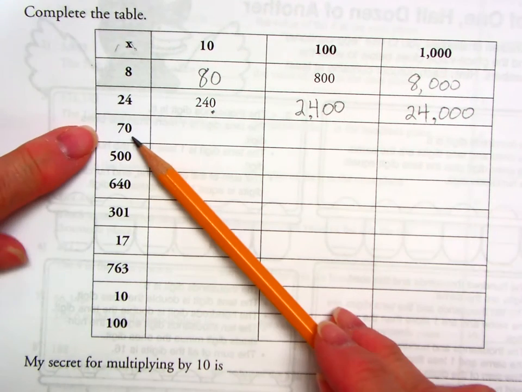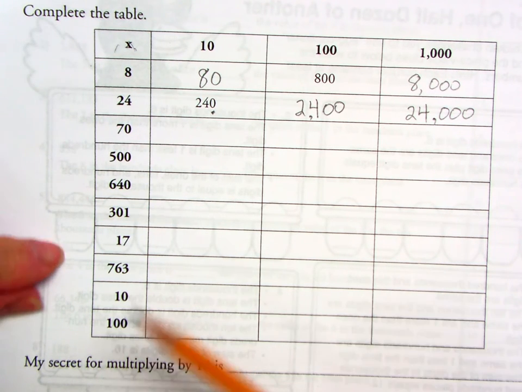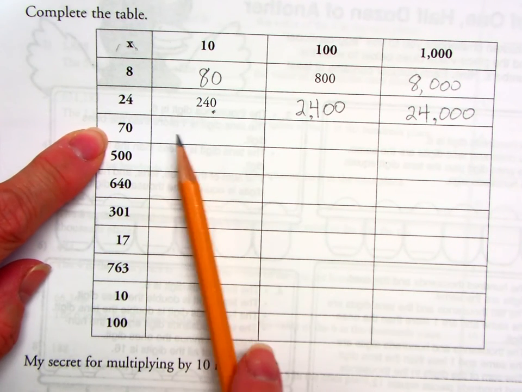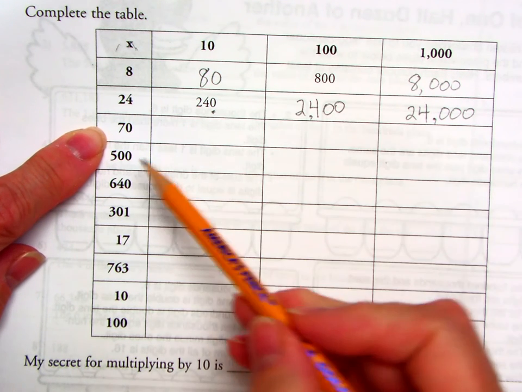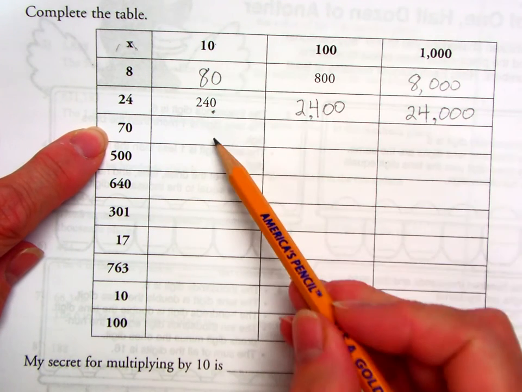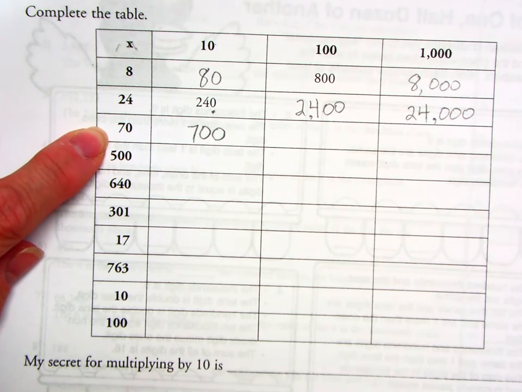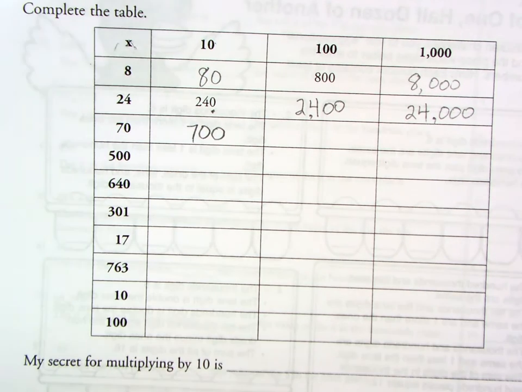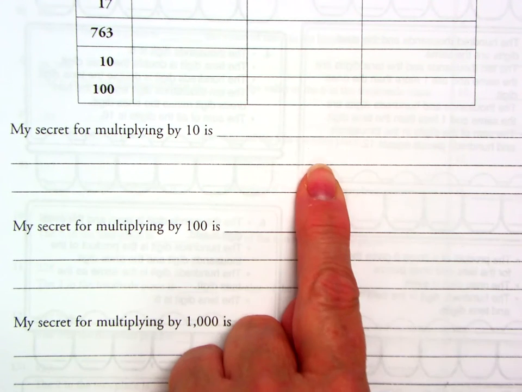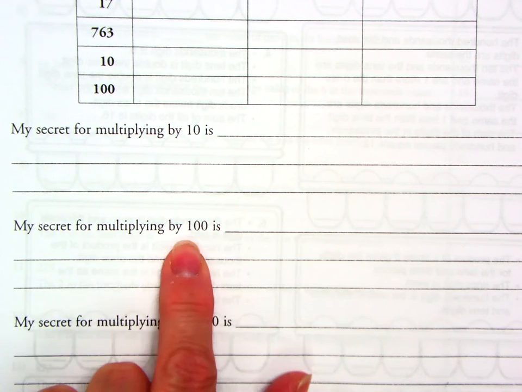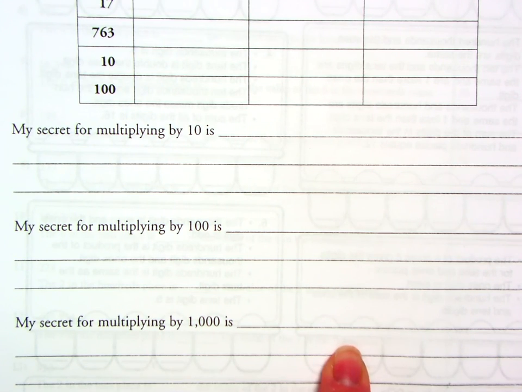When you have these numbers that have a 0 on the end of them already, pay extra close attention to counting the zeros that you put on the end. Make sure that you have the right number of zeros. For instance, 70 times 10 is not 70. It is 70 with an extra 0 added for the times 10. All right, once you finish this table, then you go down to the bottom and you write down what is your secret for multiplying by 10, what is your secret for multiplying by 100, and what is your secret for multiplying by 1,000.